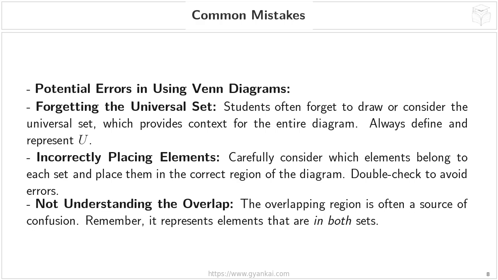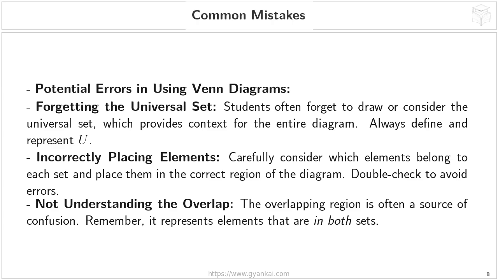Finally, we have not understanding the overlap. This is perhaps the most frequent source of confusion. The area where the circles intersect, that overlapping region, represents the elements that are in both sets. It's not elements that are similar to both, but elements that are actually members of both. So, if you're looking at set A and set B, the overlap contains only the things that are found in both A and B. Keep that crystal clear in your mind.